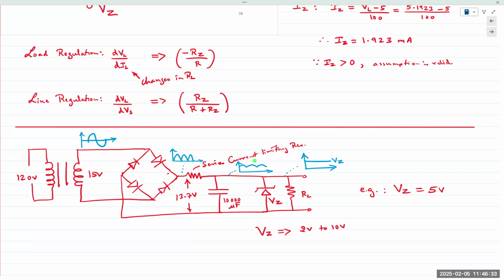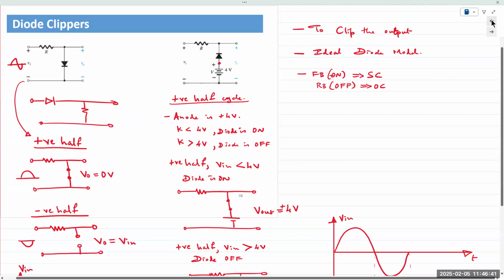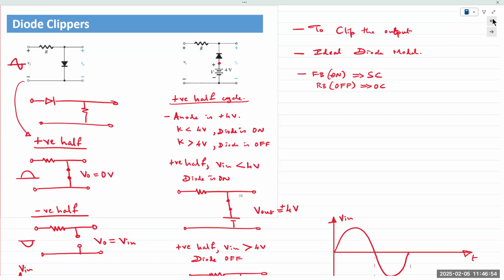Okay, 15 minutes left. Let's go to two last circuits, clippers and clampers. This is what we're doing in the lab this week. Diode clippers and diode clampers. We're going to use ideal diode models to perform a quick analysis.